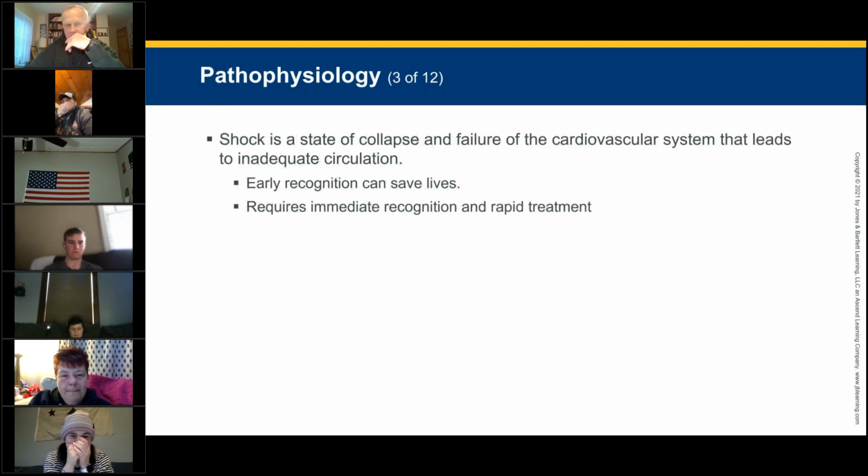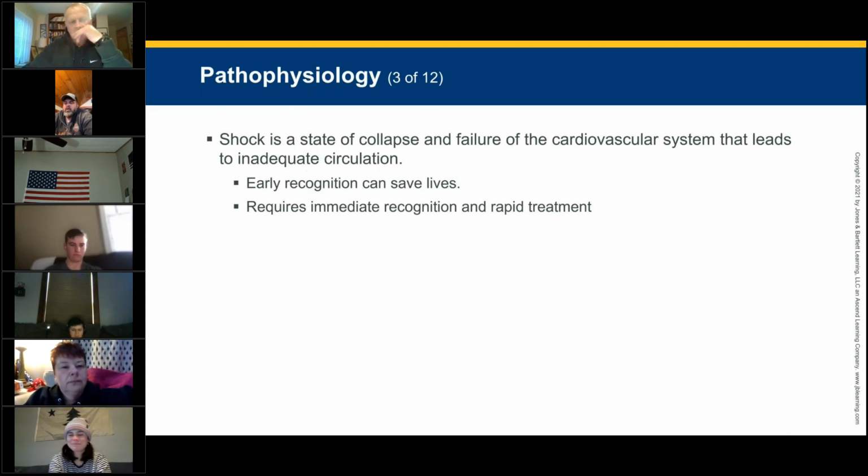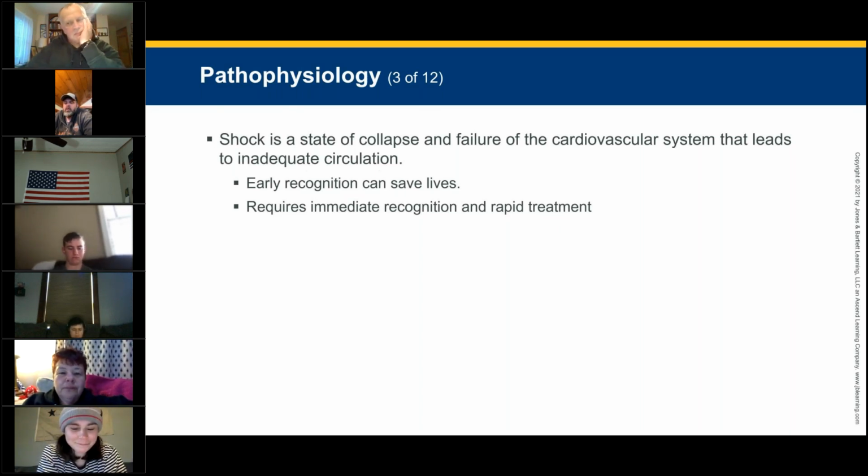Shock refers to a state of collapse and failure of the cardiovascular system that leads to inadequate circulation. To protect your vital organs, the body directs blood flow from organs that are more tolerant of low blood flow, such as the skin and the intestines, to organs that cannot tolerate the low blood flow, such as the heart, brain, and lungs. Early recognition of the signs and symptoms of shock can save lives, and shock is life-threatening and requires immediate recognition and rapid treatment.